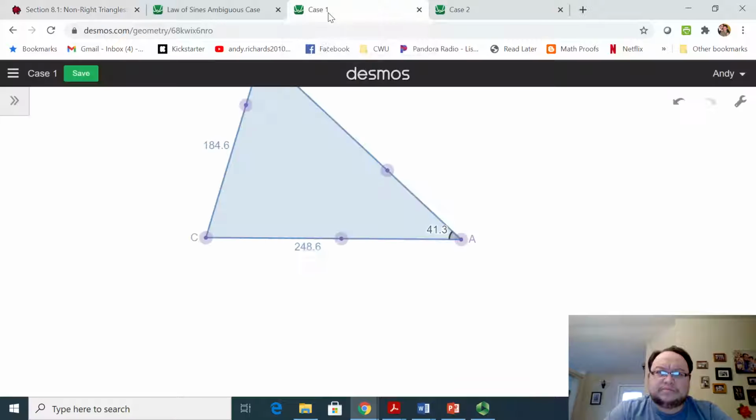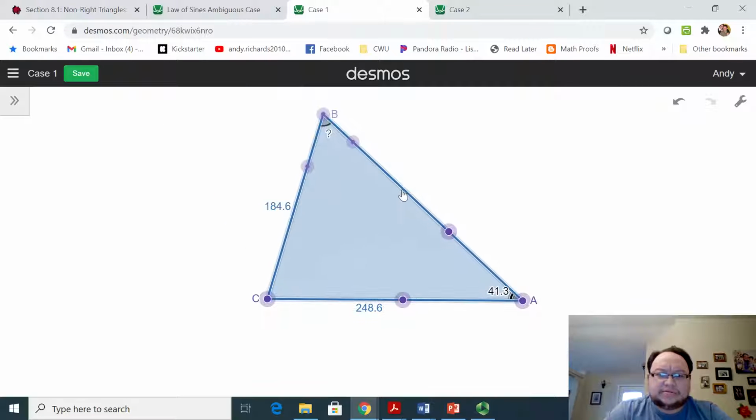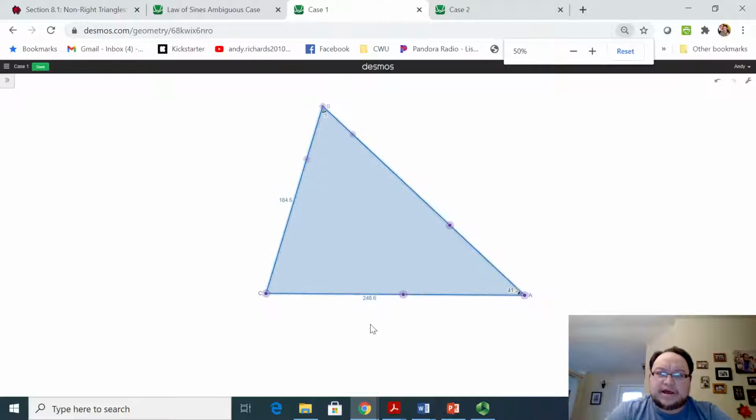So if we were to go in here, I tried to make a little diagram for us. What we're looking at is this angle, 41.3 degrees, and its opposite side in this case is 184.6. This is what little a is. And then I just arbitrarily picked this to be side B. We don't know what the angle of that is, but we do know that the side opposite it is 248.